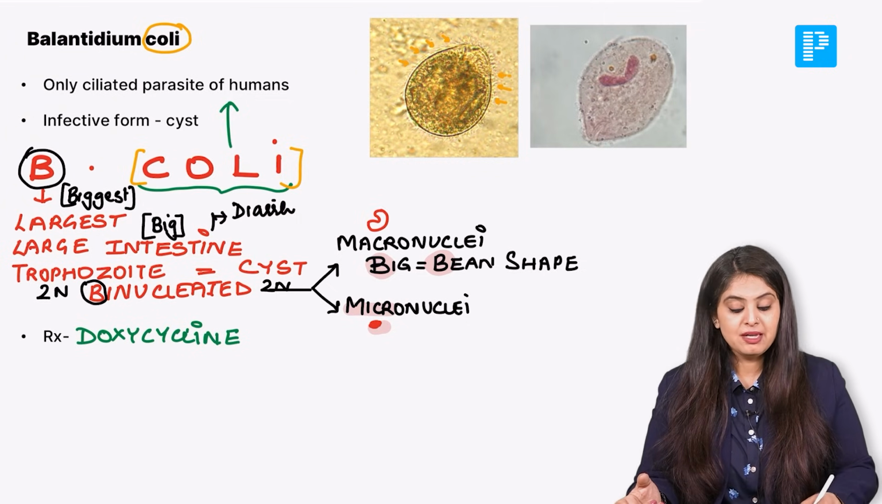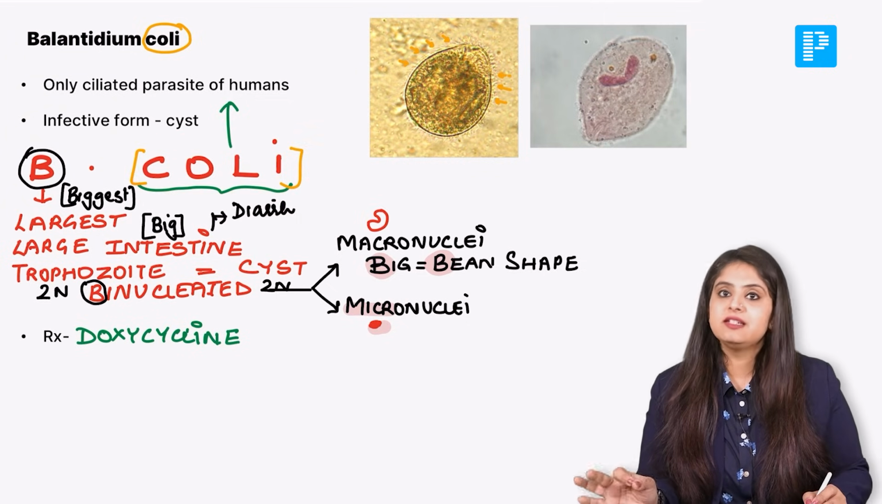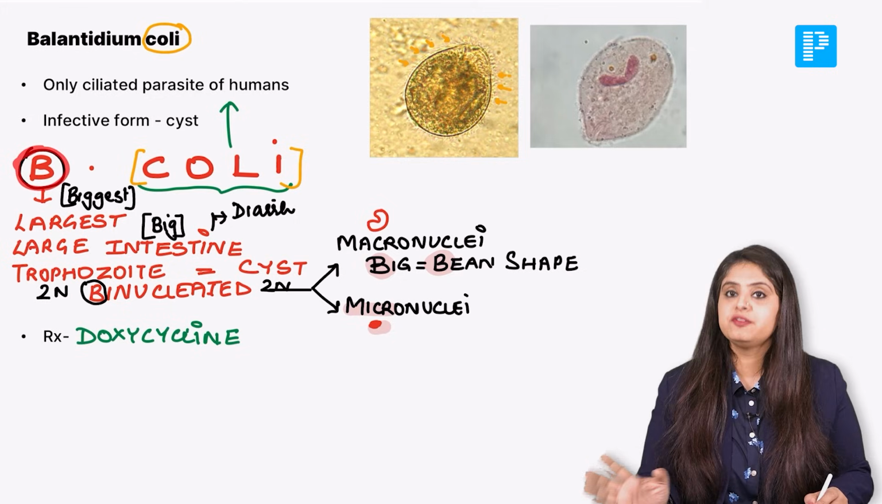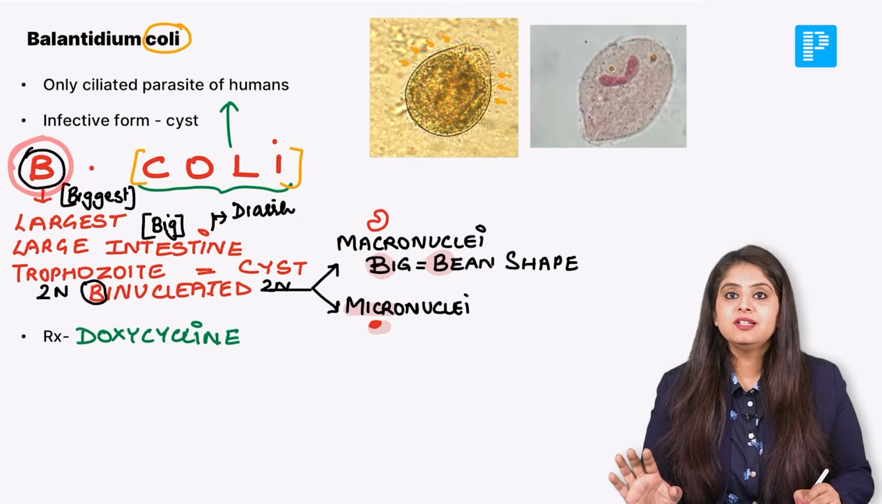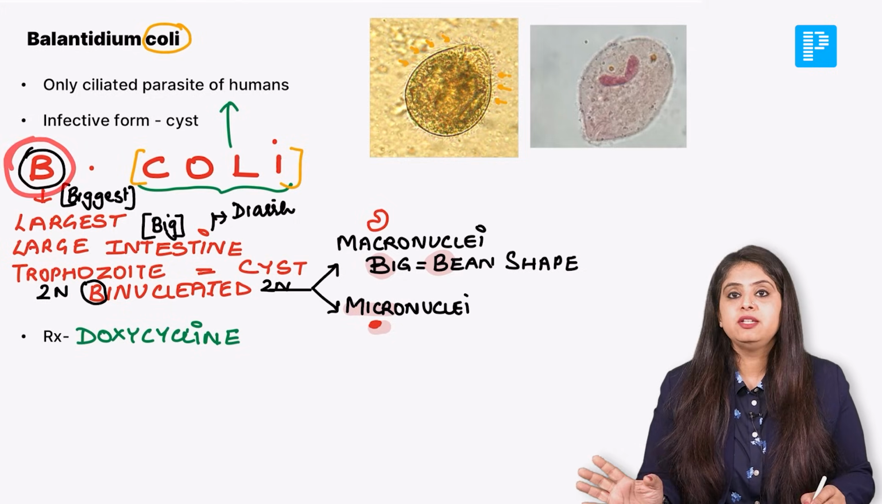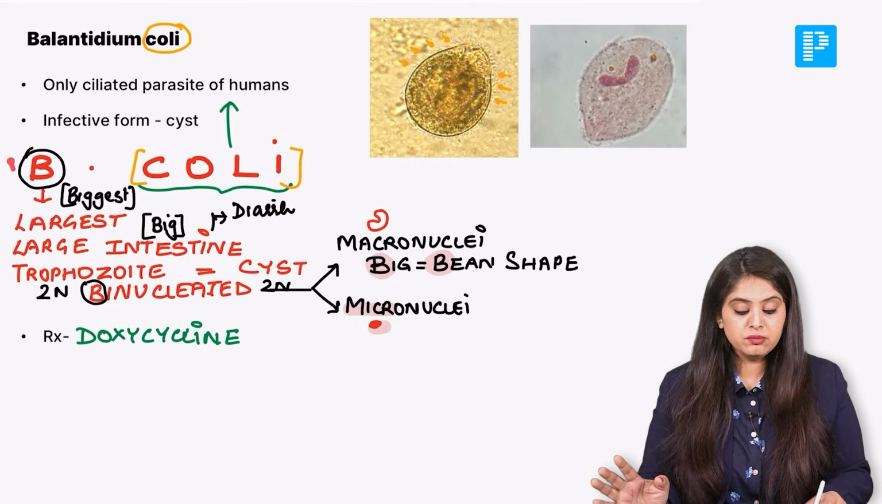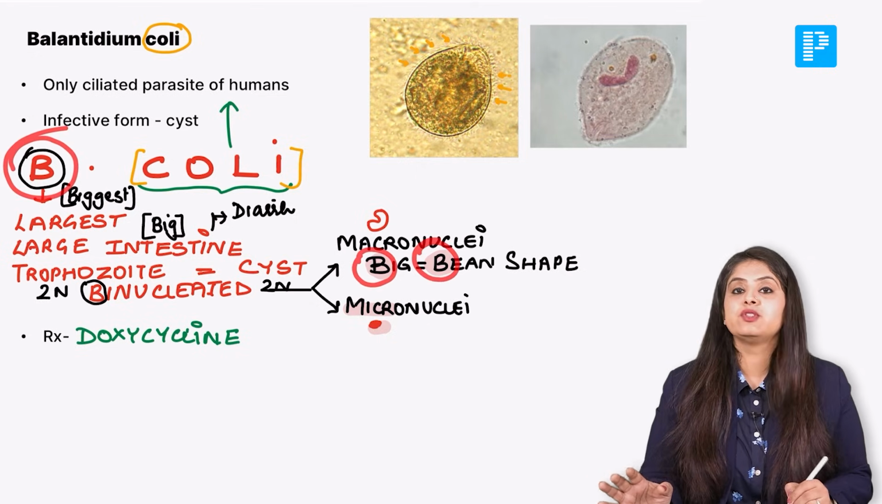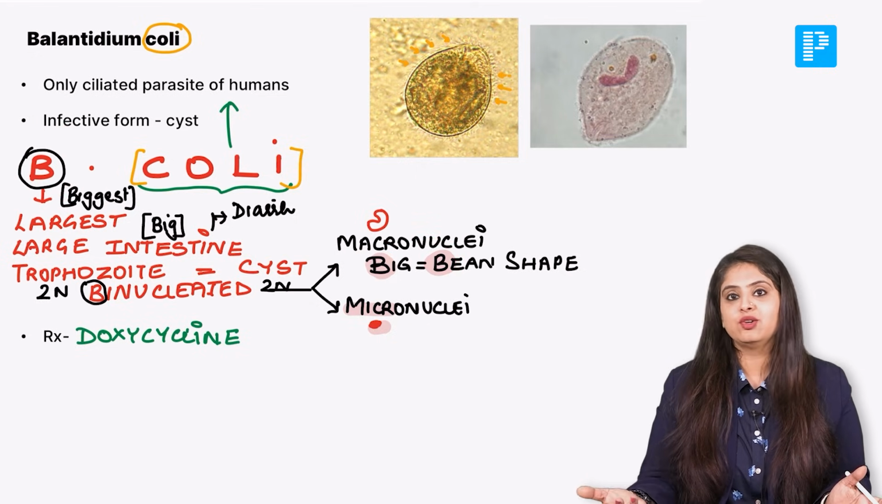So a quick recap, Balantidium coli is the only ciliated protozoa. It is the biggest protozoa. It is involving the big or the large intestine. It is always binucleated, whether trophozoite or cyst. In those binucleation, the bigger nucleus is going to be bean-shaped. Treatment is with doxycycline.